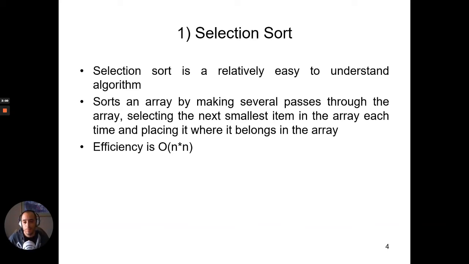And the very first one we're going to look at is called selection sort. And selection sort is one of what we call the quadratic sort techniques. And what I mean by that is that the efficiency of this algorithm is going to be essentially n squared, a big O of n squared. So let's have a look at how this works.